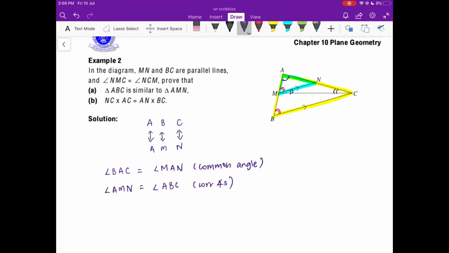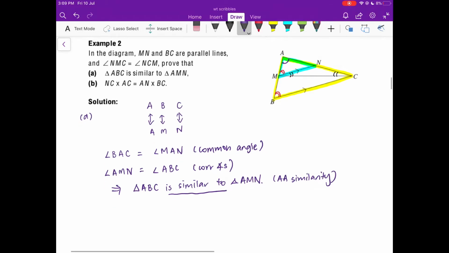Therefore, it proves that triangle ABC is similar to triangle AMN. There's no shortcut to similarity. We don't write equal, we just write is similar to. So it's similar to this triangle, and this one is the AA similarity test. Okay, this is part A. Next, for part B.